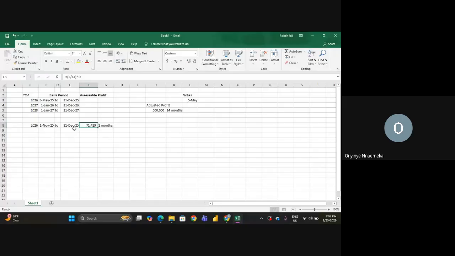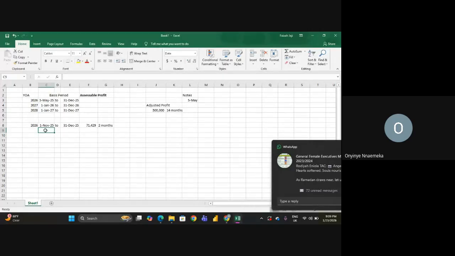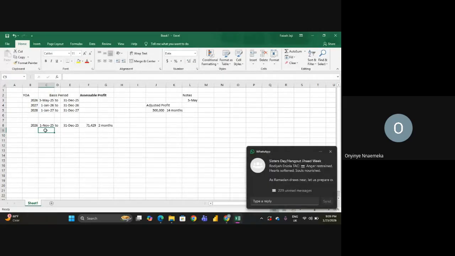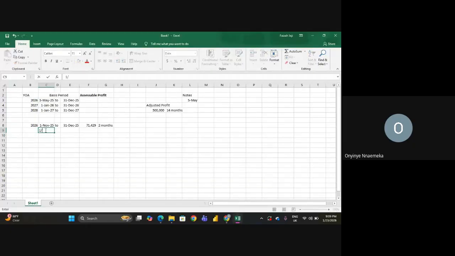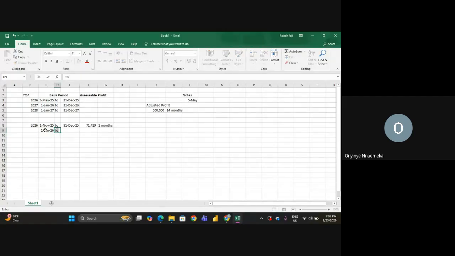Now, to make you understand better, let's do the next year. Remember, year 2 starts the second day after the end of the first accounting period, right? What is the second day after that particular date? 1st of January 2026. Thank you. The next accounting date will be 31st December 2026. Now, the year of assessment will be which year? 2027.